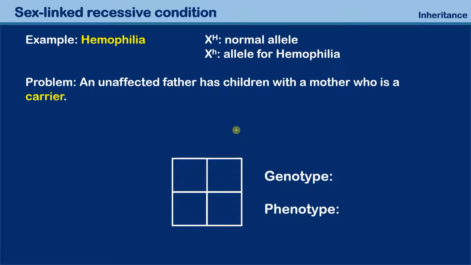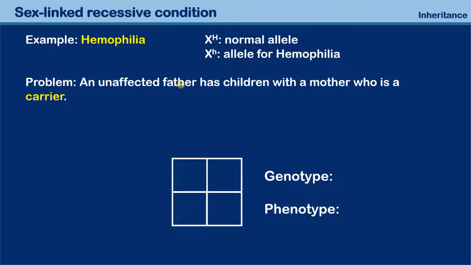Let's have a look at hemophilia. Hemophilia is an illness where the blood does not clot. And over here I have again defined my alleles. X capital H is the normal or the unaffected allele, and X lowercase h is the allele for hemophilia.